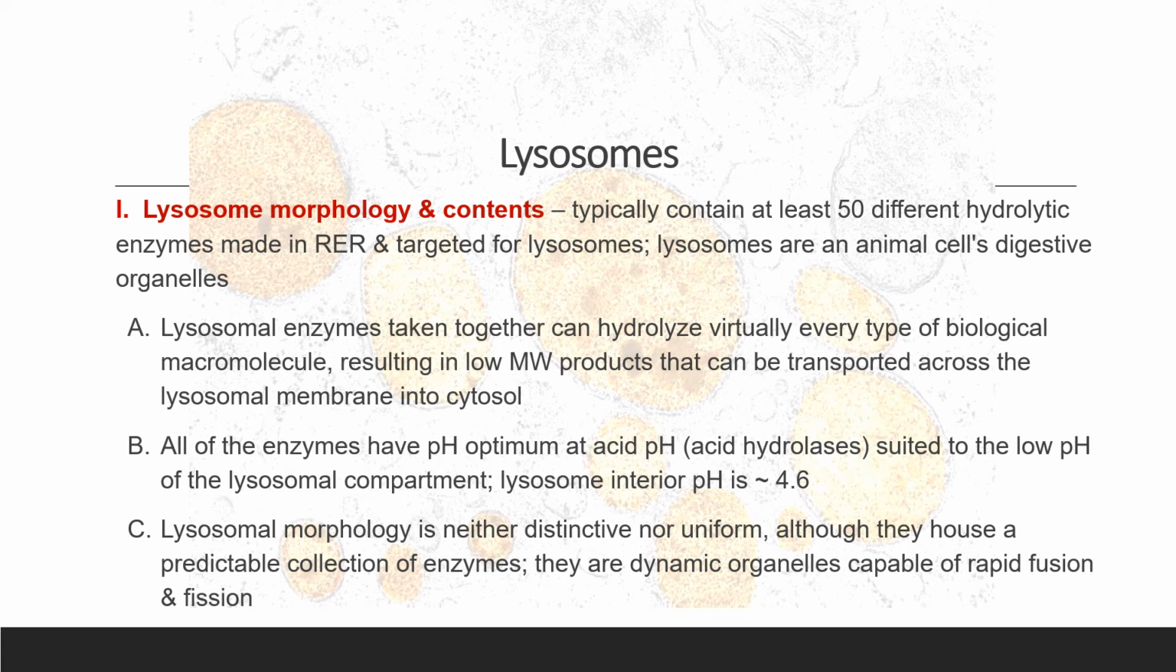All of the enzymes have a pH optimum at acid pH, or are acid hydrolases, which is suited to the low pH of the lysosomal compartment, and the lysosome interior pH is around 4.6. So the lysosomal morphology is neither distinctive nor uniform, although they house a predictable collection of enzymes, and they are dynamic organelles capable of rapid fusion and fission.